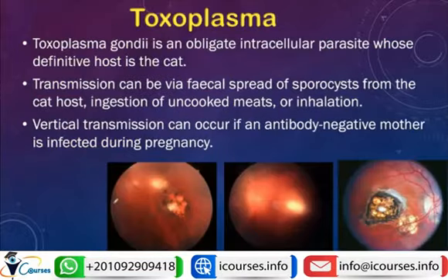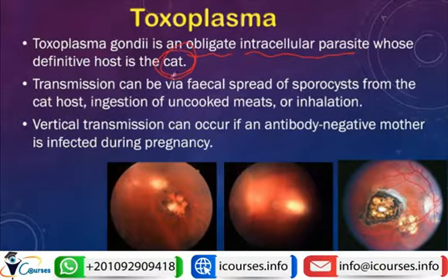The second parasite is called the toxoplasma. And toxoplasma, again, is an obligate intracellular parasite. So the Toxoplasma gondii cannot live outside, in the infective form, or what's called the trophozoite. It cannot live outside a living cell. That's why it's called an obligate intracellular parasite. It has a definitive host, which is the cat.